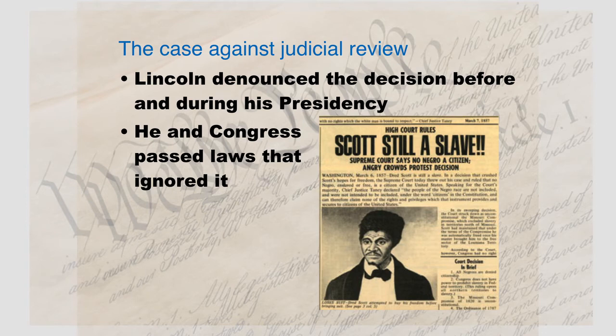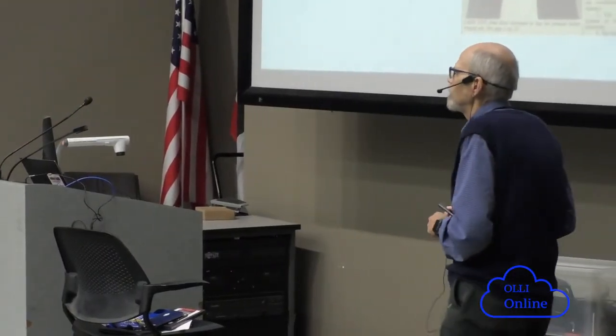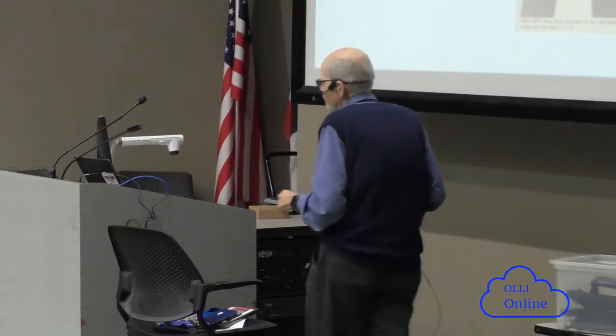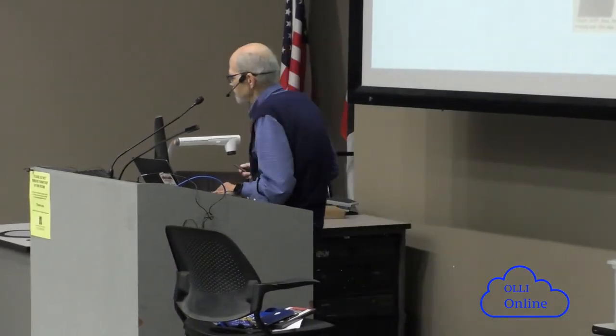Lincoln, running for president, denounced the decision before and during his presidency. He in Congress, once he became president, ignored the Dred Scott decision and passed laws. One is banning slavery in areas in the territory of the United States that were not yet states. He also, during his first inauguration, said that that was a wrong ruling and he wasn't going to enforce it.